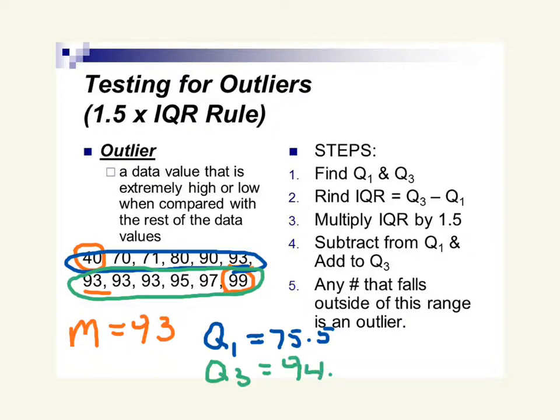All right, so if we want to walk through the 1.5 times the IQR rule, it's pretty easy. We've identified Q1 and Q3, so now we need to subtract those two values to get the IQR. So 94 minus 75.5, what's that going to give us there? 18.5, I believe. So now we're going to multiply that value by 1.5, and that's going to give us the 1.5 times the IQR. All right, so that value gives us 27.75.